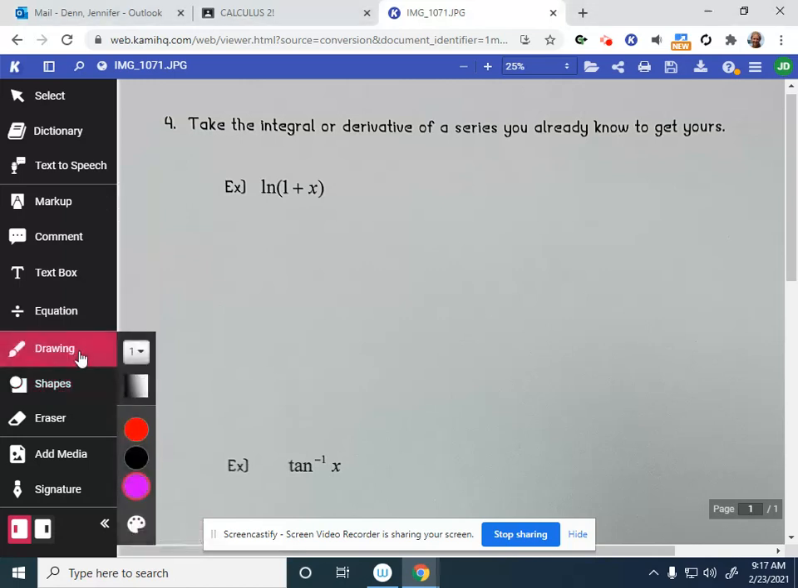So now we have another strategy for how to find a series for a function that we're given. And it's kind of crazy, but also really cool. So the fourth strategy, if I were on the first page, I would have put it as the fourth one, is I can take the integral or derivative of a series I already know to get the one I'm looking for. So it's crazy, but also cool.